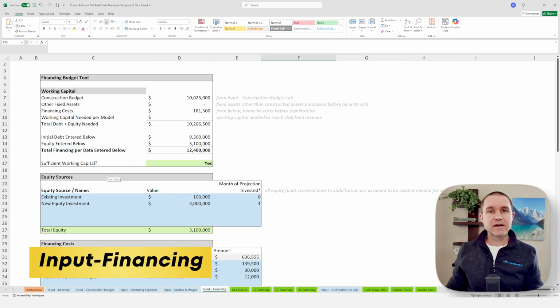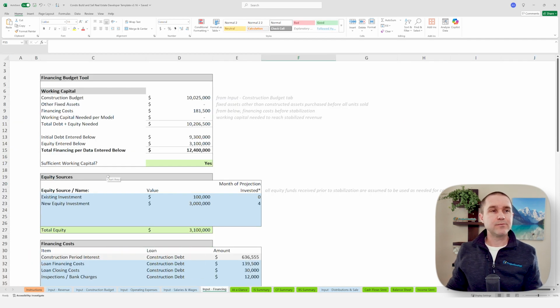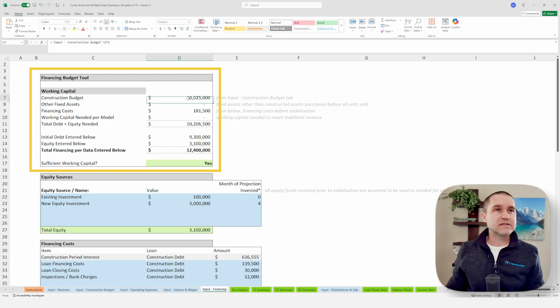And then finally, the final input tab is our input financing tab. You're going to see piped in here the total construction budget, some financing costs that we have built from assumptions down below, and it gives you your total project cost here. And then we have the ability to set the debt and equity that we're assuming. So in this example right now, we're saying that the total debt and equity needed is $10.2 million.